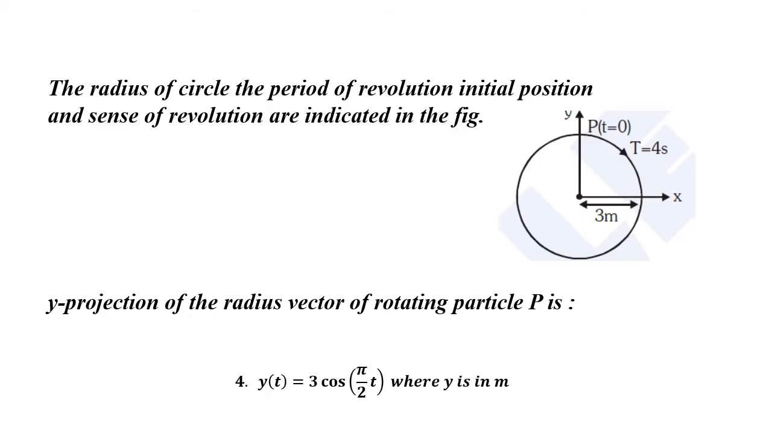So from the above discussion we got the answer: y of t equal to 3 cos of pi by 2 times t, where y is in meter. Here I didn't give all the options. Option 4 is the right answer.